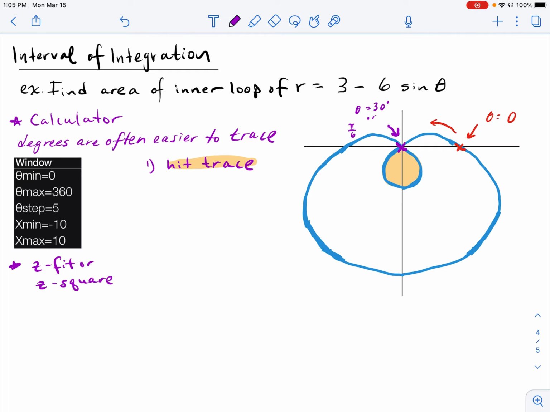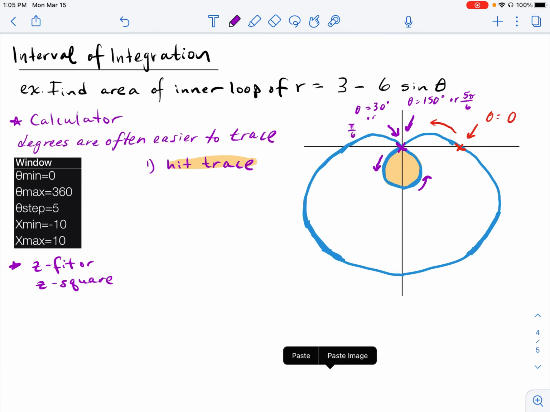So what's going to happen, again, if you continue to hit the right arrow key on your calculator, this cursor is now going to start to move counterclockwise around this loop, and it's going to come all the way back around. And once it loops all the way back around and closes this inner loop, that is going to close at theta equal to, and hopefully you get, 150 degrees, or 5 pi over 6. So this trace feature allows us to find our bounds of integration here.